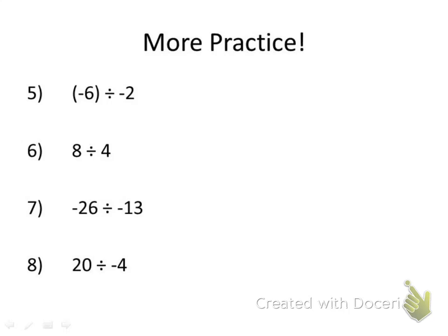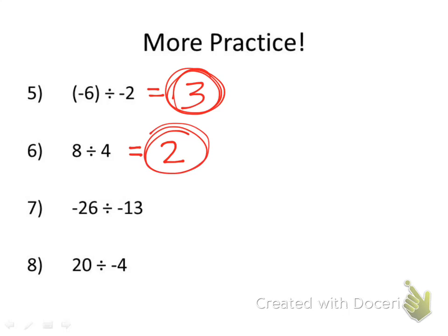All right, number 5. We have a negative divided by a negative, so my answer is going to be positive. What did you get? Positive 3. Very good. Next one, a positive divided by a positive, so my answer will be positive 2. Very good. Number 7, I have a negative divided by a negative, so my answer is... It's positive. Yep, positive 2. Good. And then the last one, a positive divided by a negative is a negative, and then the 20 and the 4 gives us 5.